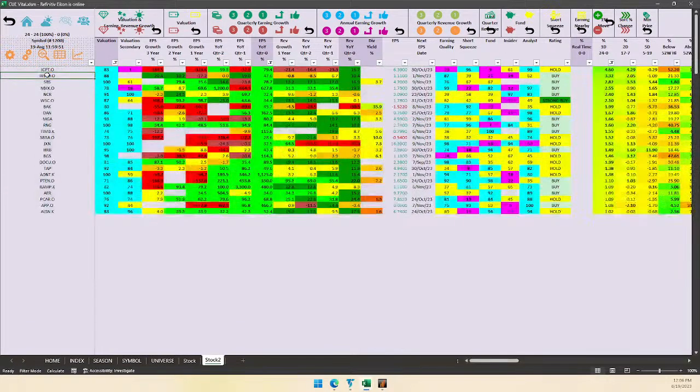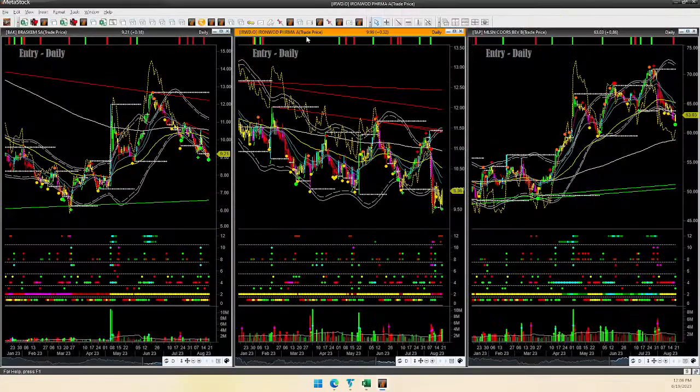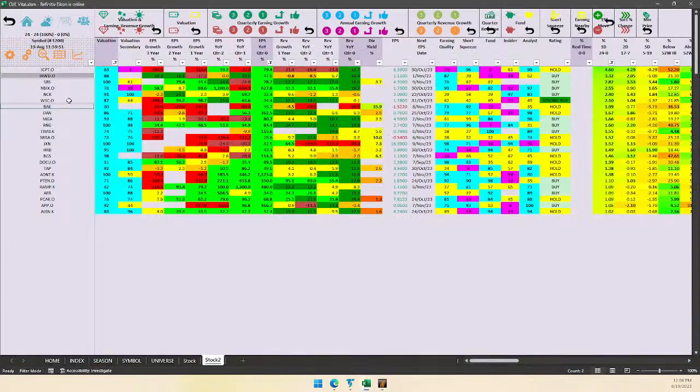So IRWD, BAK, and what is the other one? IRWD, BAK, TAP. These three stocks, look up their industry scorecard using QEdge.